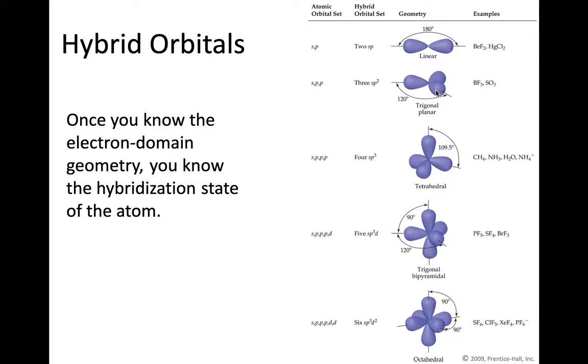If there were three electron domains, we had sp2. Remember that these superscripts on these orbital notations always add up to the total number of electron domains. So 1 s plus 1 p orbital hybridized to give us 2 equal energy hybrid sp orbitals. 1 s orbital and 2 p orbitals combine to give us 3 total hybrid orbitals, and so on.